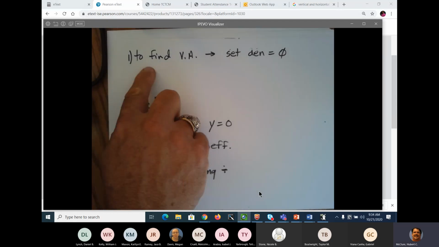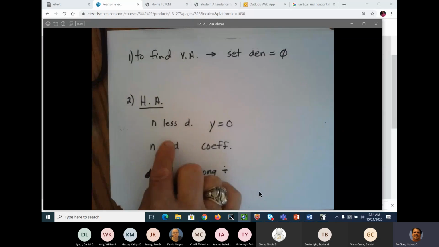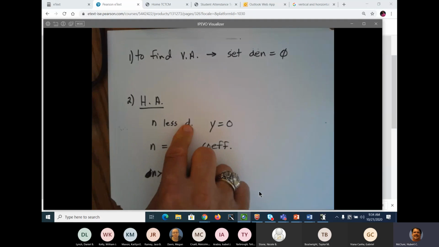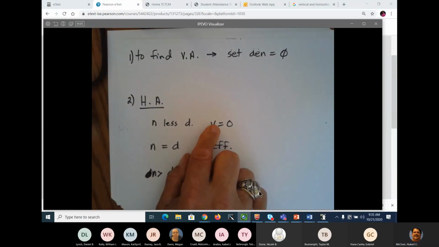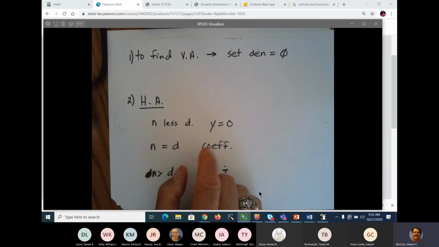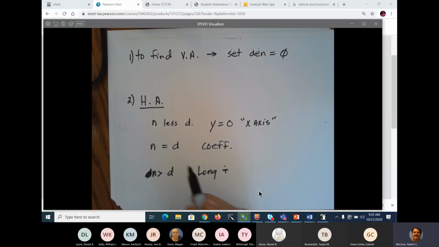To find the vertical asymptote, you set the denominator equal to 0. To find the horizontal asymptote, if the numerator has a lesser degree than the denominator, then y is equal to 0. Your horizontal asymptote is the x-axis. Sorry, x-axis. If the numerator and the denominator have the same degree, then you just take the coefficient, and I'll show you how to do that. And then if the numerator has a higher degree than the denominator, you use long division.